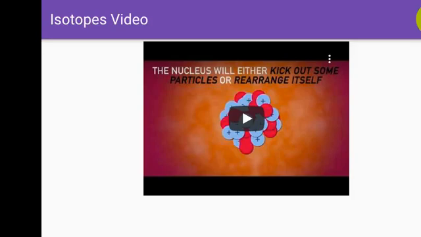But this goes over isotopes, what we talked about last week, and we did a little work on, and we'll talk a little more about them when we get to notes.